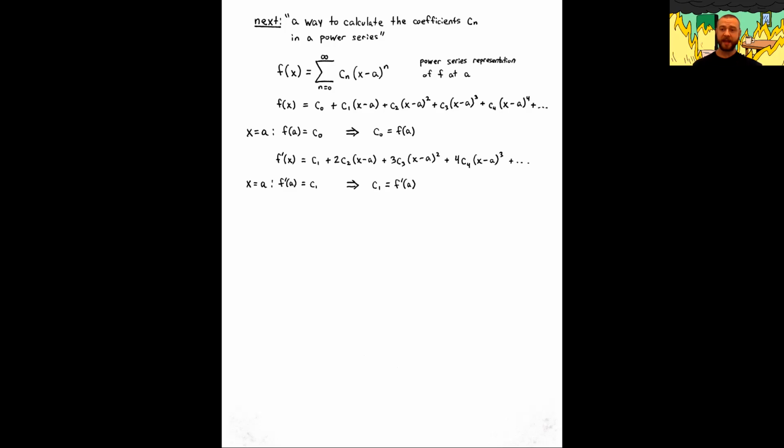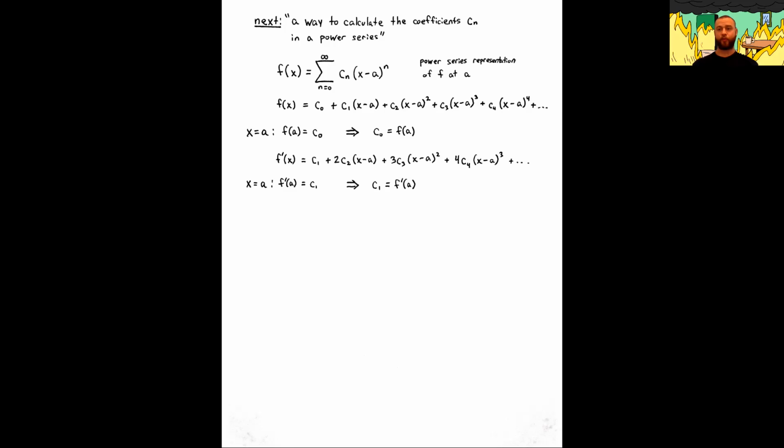We can do the same thing as above. We can plug in x equals a now, and almost all the terms on the right-hand side evaluate to 0. That's because x minus a equals 0 when x equals a. But notice what you're left with on the right-hand side is c sub 1. And if we solve that, we get now the value for c sub 1 as f prime of a.